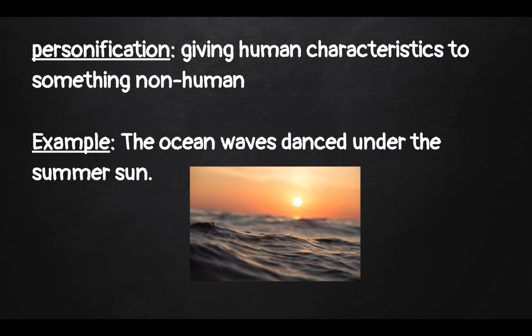Personification, for many students I have, this is their favorite one, when you give human characteristics to something that's not human. So the ocean waves danced under the summer sun. Can ocean waves really dance? Well, ocean waves don't have legs and arms like humans do. So, of course, this is figurative language. It's personification because we're giving human characteristics like dancing to something that is not human, like the ocean.